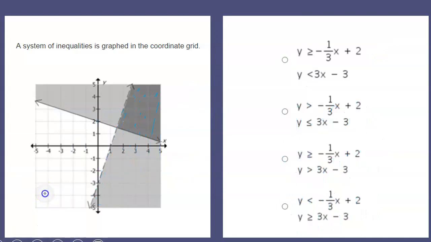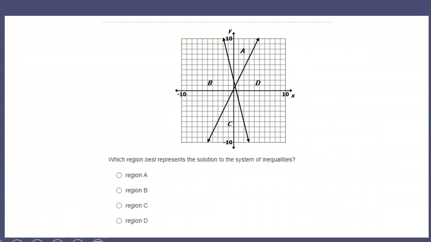Right, here's another one. Which region best represents the solution to the system of inequalities?